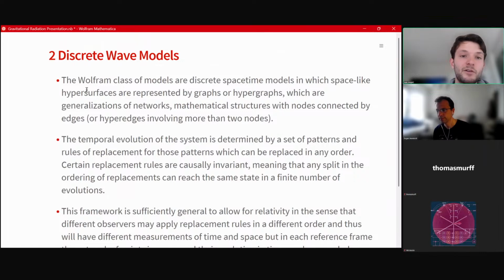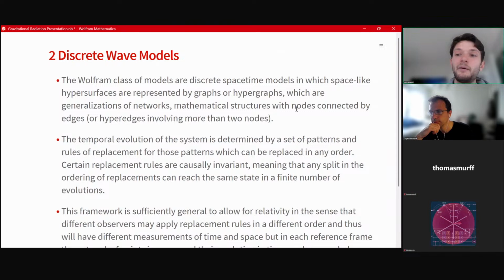So I'll go over the Wolfram class of models quickly so that we have an understanding of what kind of models we're trying to make. The general idea is that we're discretizing space-time, and we're looking at space-like hypersurfaces. These are surfaces that basically pass through an event, and they're basically perpendicular to the light cones.